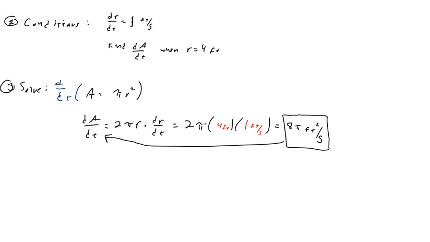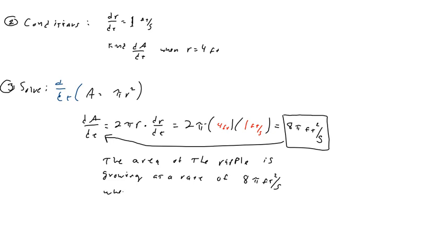So the area of the circle, of the ripple, is growing at a rate of 8 pi square feet per second when the radius is equal to 4 feet.